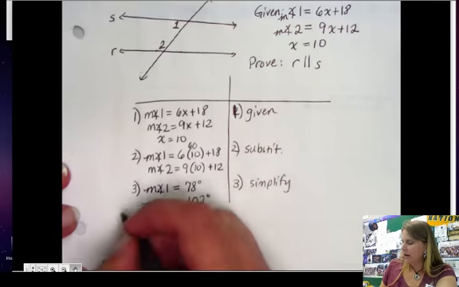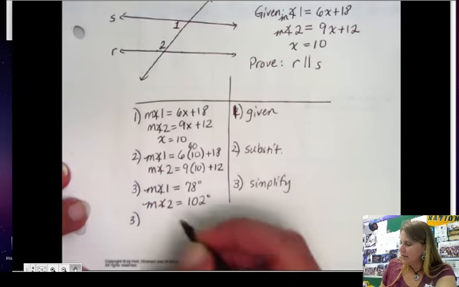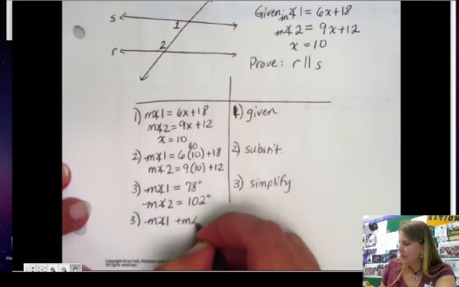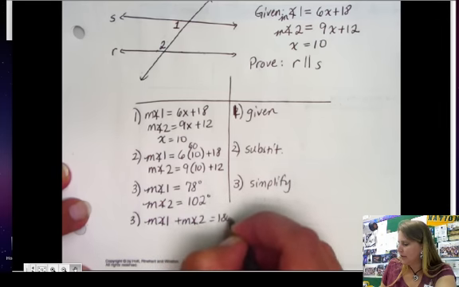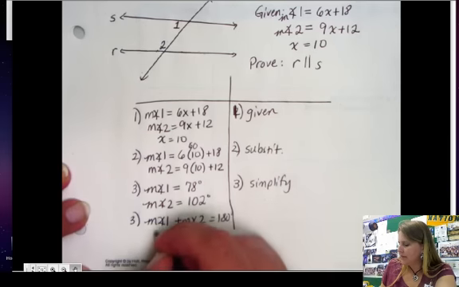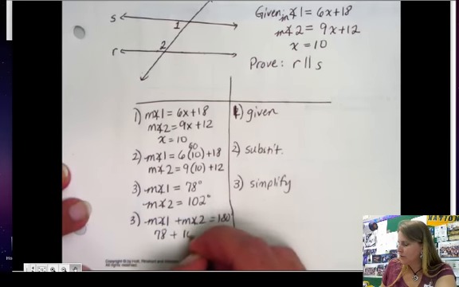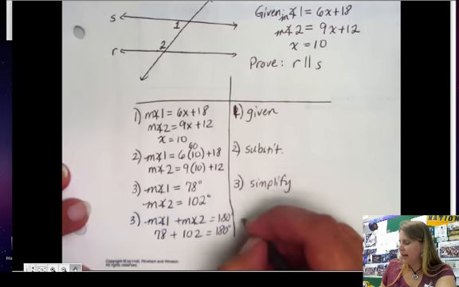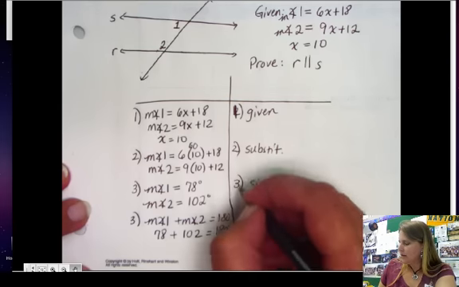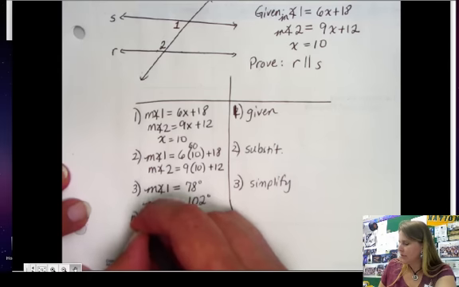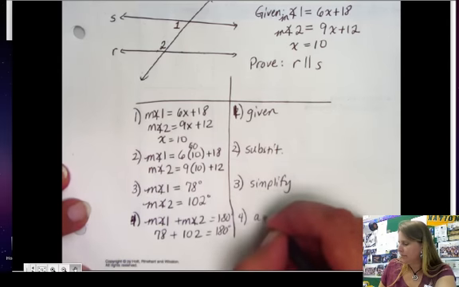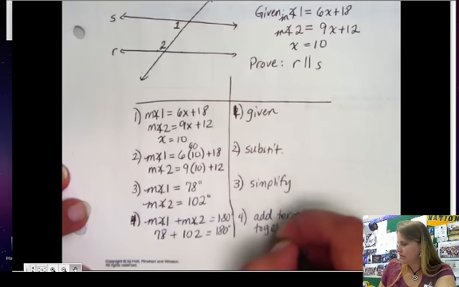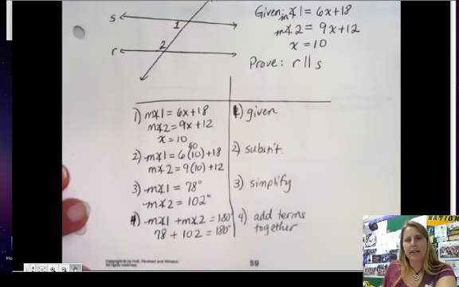So then step 3 says that measure of angle 1 plus measure of angle 2 should equal 180 degrees, because 78 plus 102 equals 180. And our reason for that is we are just, this should be step 4, sorry. We are just adding terms together. Now you'll notice that that equals 180.